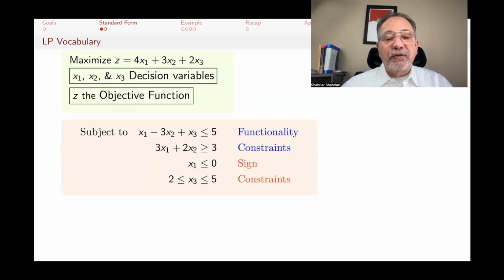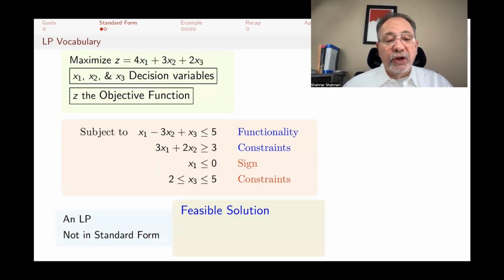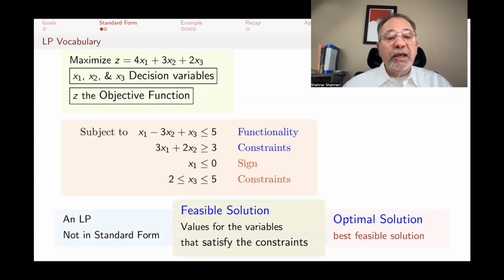Sometimes there's a little bit of gray area. So for example, when you have x3 less than or equal to 5, depending on the problem, that might be a functionality constraint. So this is an LP, but it's not in standard form. A feasible solution for this LP would be values for the decision variables that satisfy all the constraints. And an optimal solution would be the best one among all those feasible solutions, the best one that maximizes that objective function.